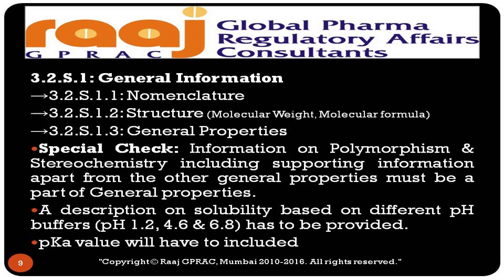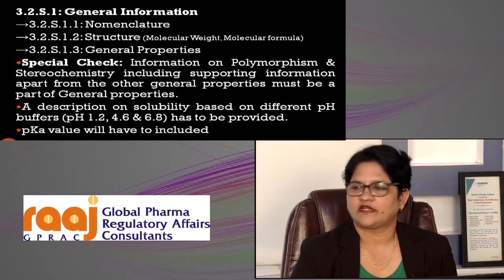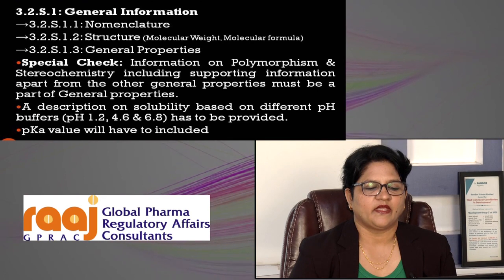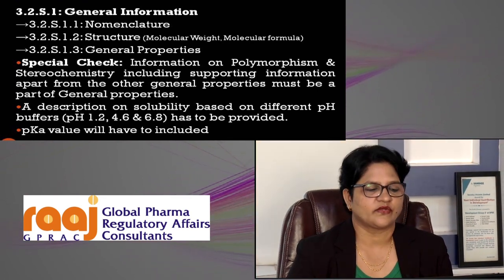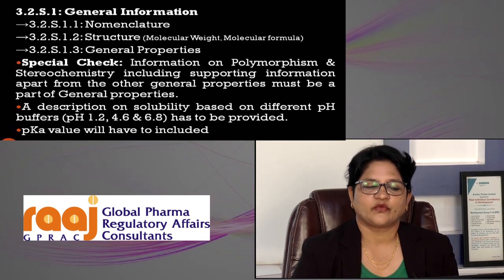So S1 is again divided into S1.1, that is nomenclature, S1.2, that is structure, and S1.3 is general properties. This section is very important, though it is called general information about drug substance. Why is it important? Because during development, the information about the polymorphism and stereochemistry, including supporting information apart from other general properties, must be a part of general properties. A description on solubility based on different pH buffers, that is pH 1.2, 4.6 and 6.8, has to be provided. The pKa value will have to be included.